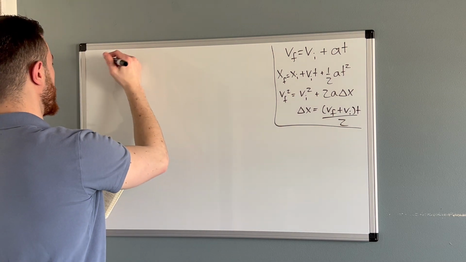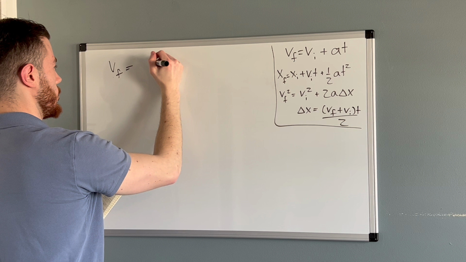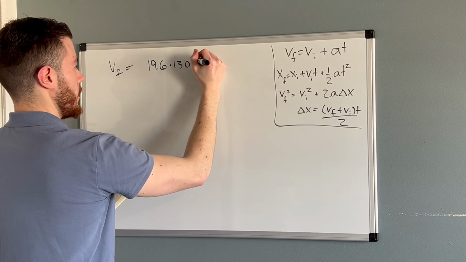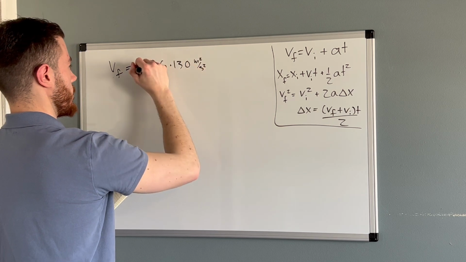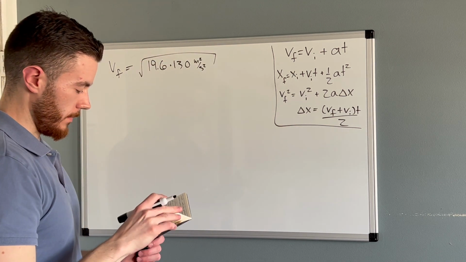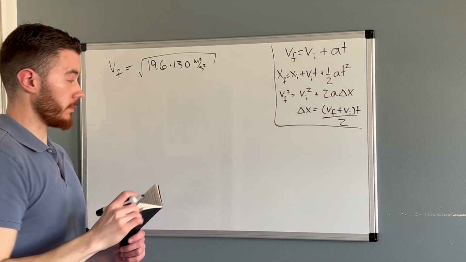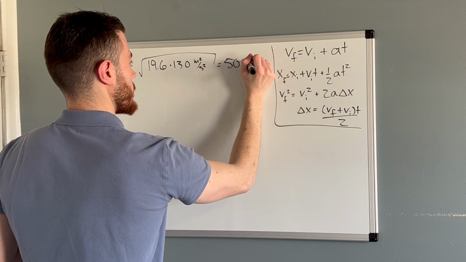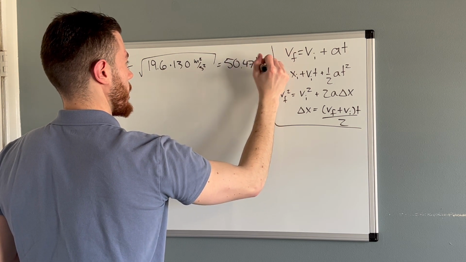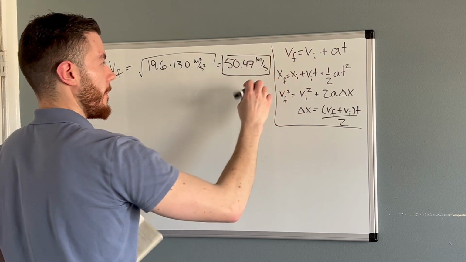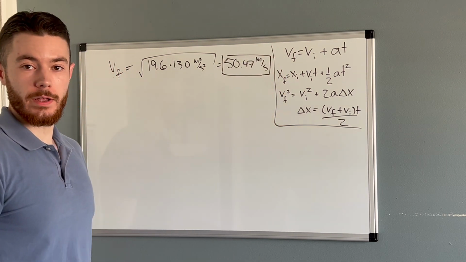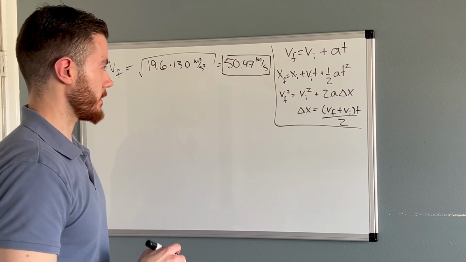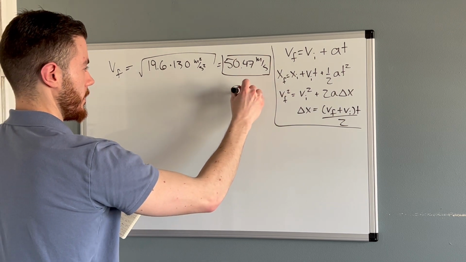So the final velocity is equal to the square root of 19.6 times 130 meters squared per second squared. And if you put that in your calculator, you will see that this comes out to be 50.47 meters per second. The instant before it hits the ground, the hammer is traveling at 50.47 meters per second. It's quite fast. That's part A. Part A done.